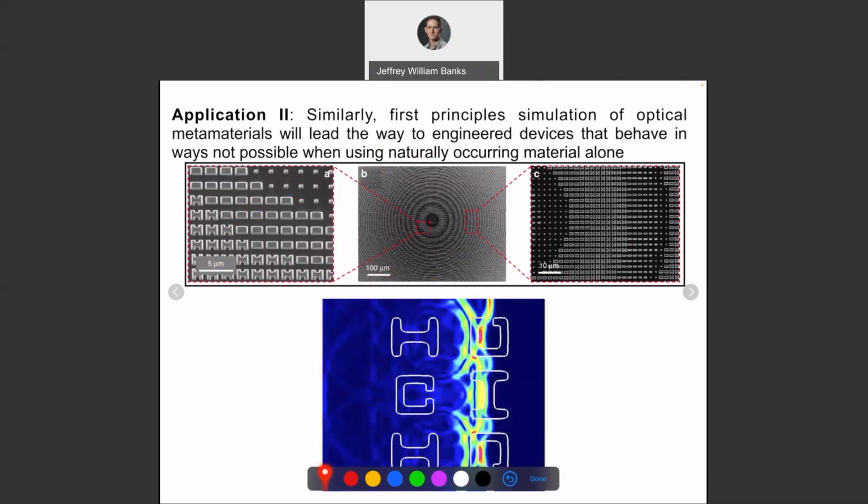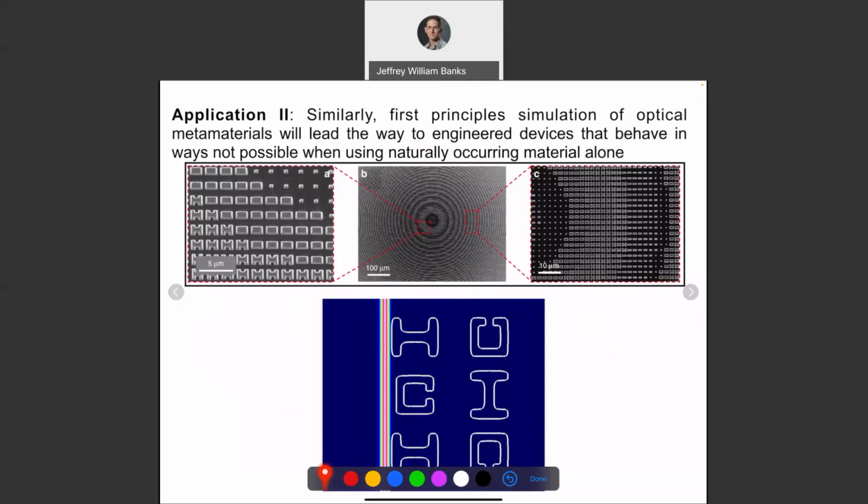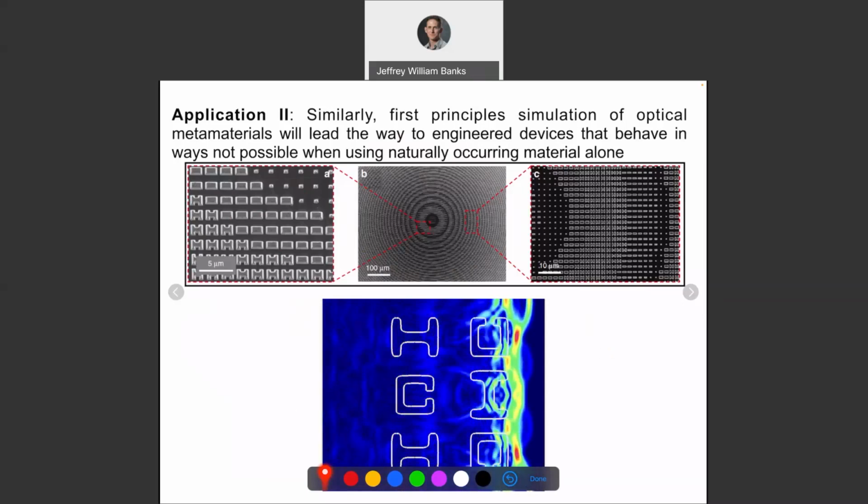Now on the bottom is a simulation we've done of that geometry using electromagnetics going through it. The idea now is that you can use our tools to help in the design of where to place these various objects in order to make a lens in this case that you could not make if you used only naturally occurring materials by themselves. For example, you cannot make a flat glass lens. It just simply won't work. But with these metamaterials, you can do so.